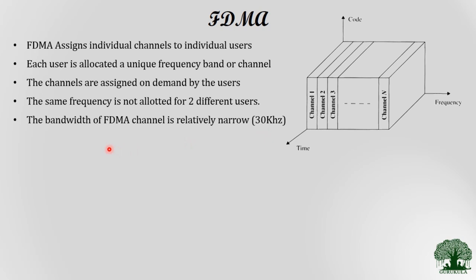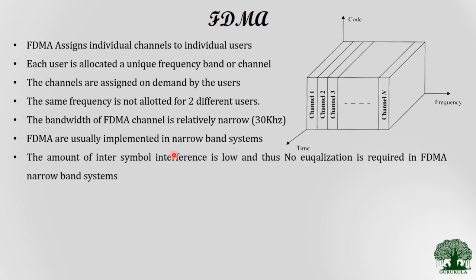The bandwidth of an FDMA channel is relatively narrow, approximately up to 30 kHz. So the maximum bandwidth allocated to a particular user will not exceed 30 kHz. This actually makes FDMA systems narrowband systems. So generally, FDMA systems are implemented only in narrowband systems.